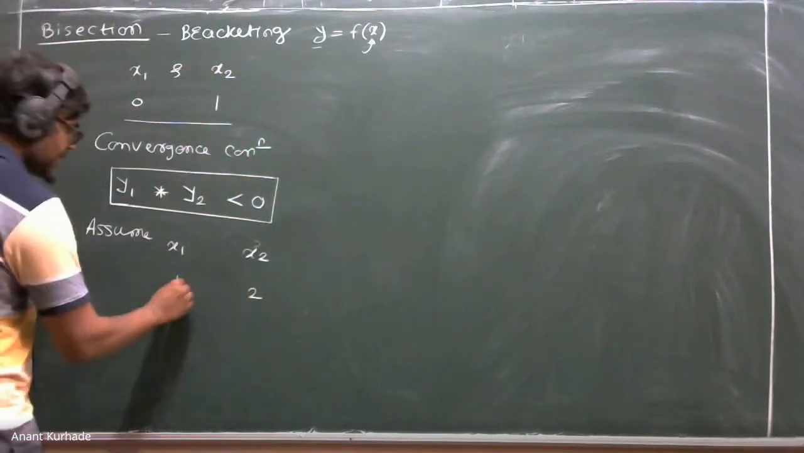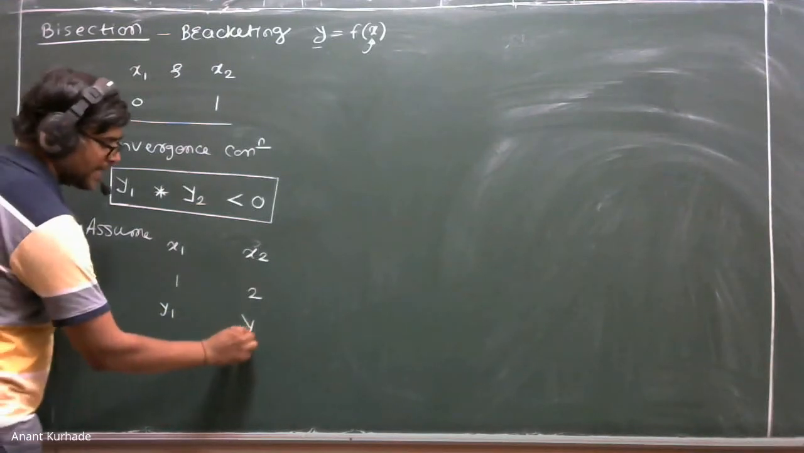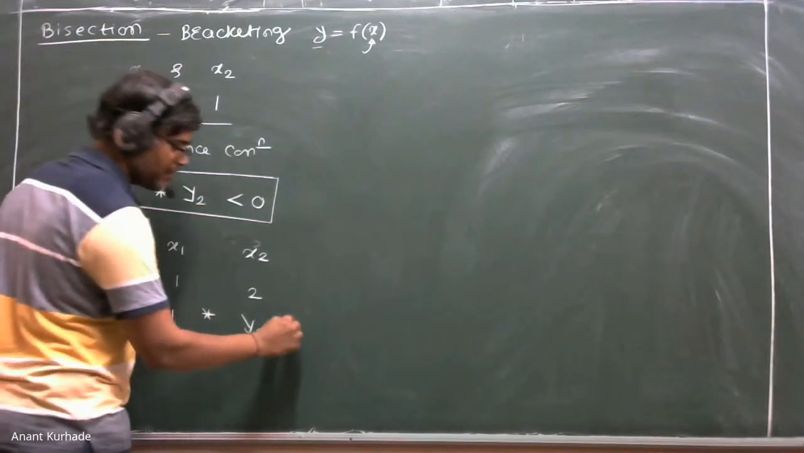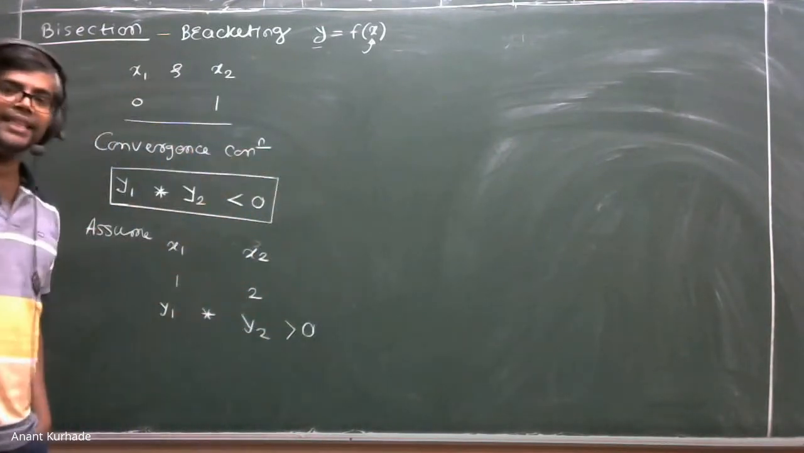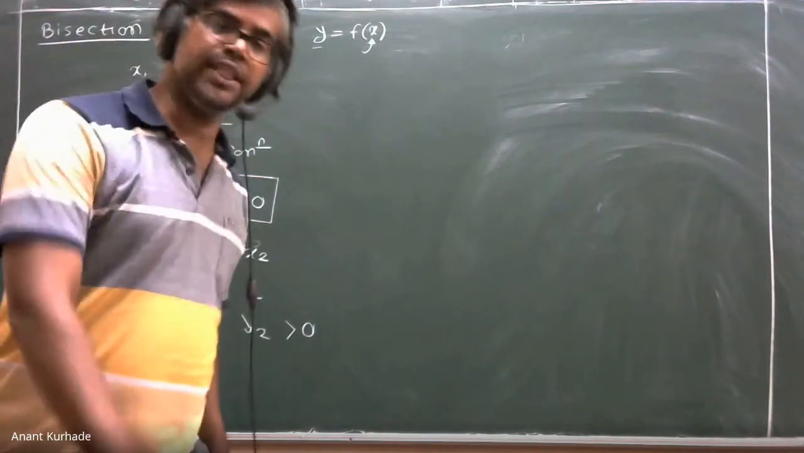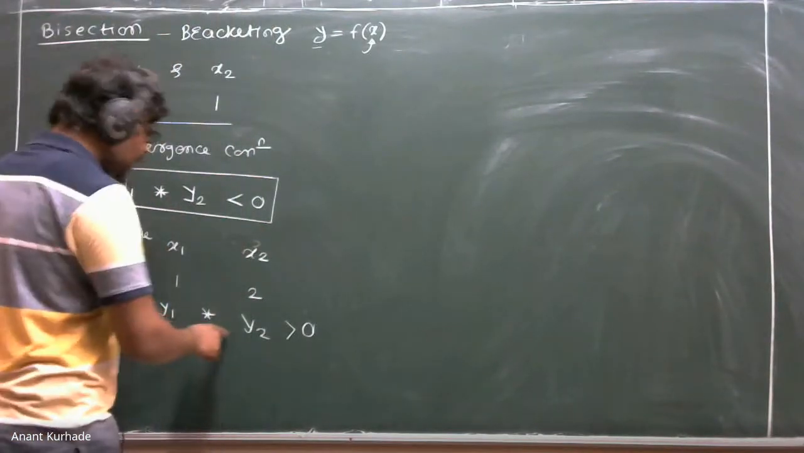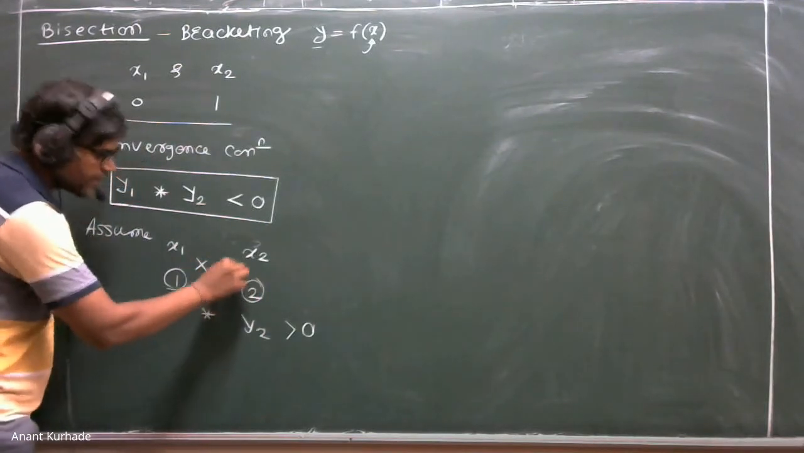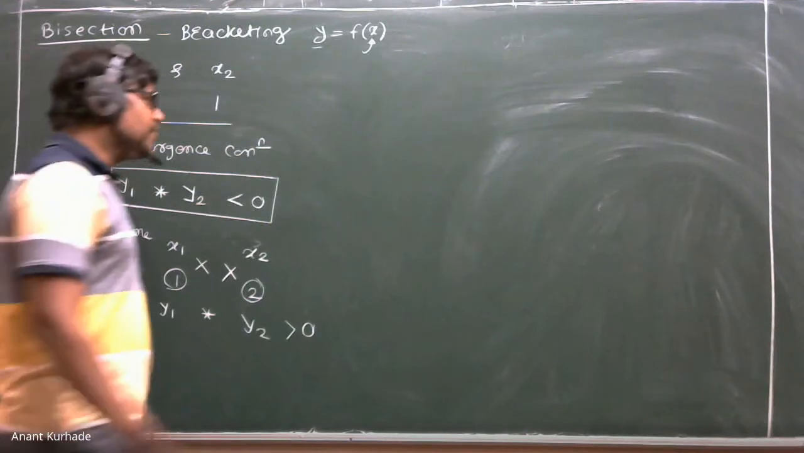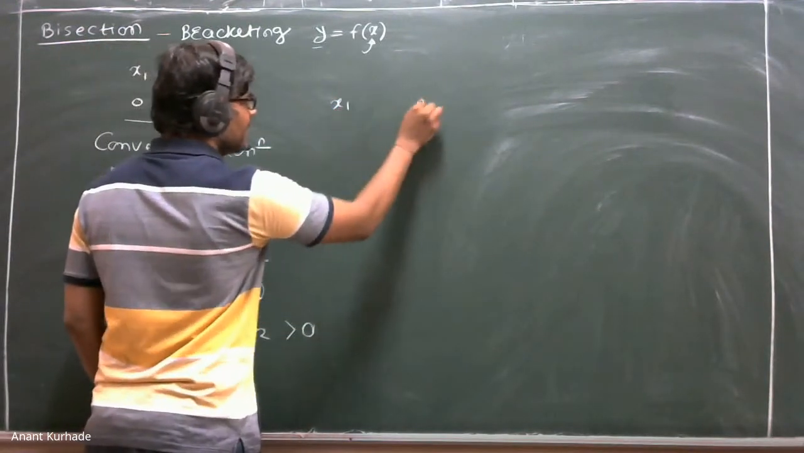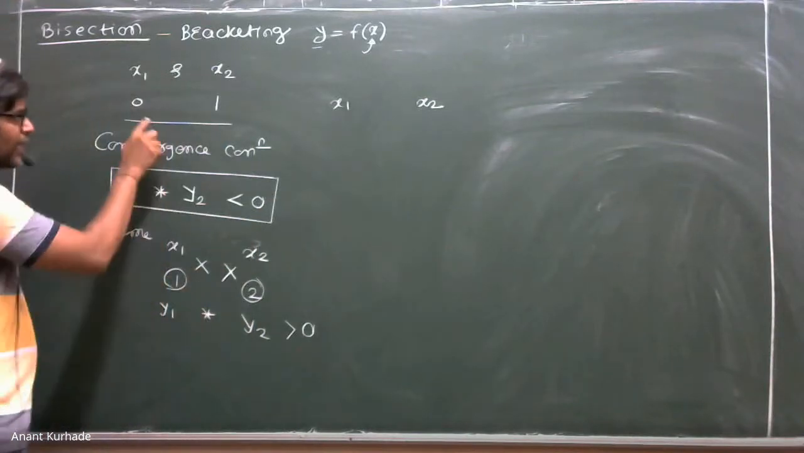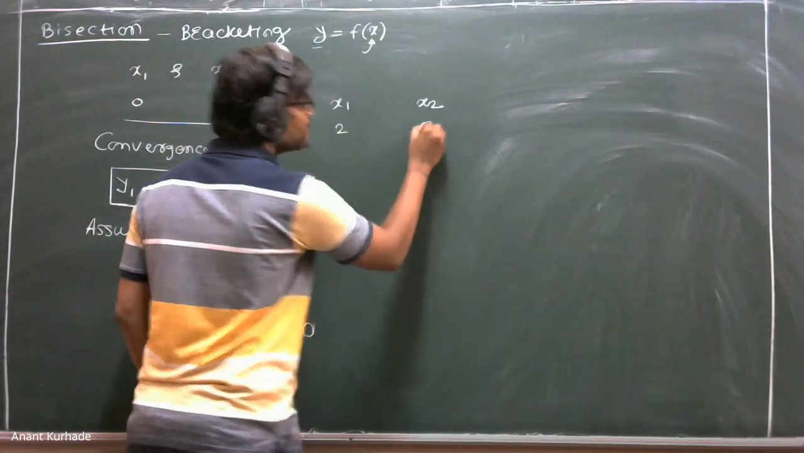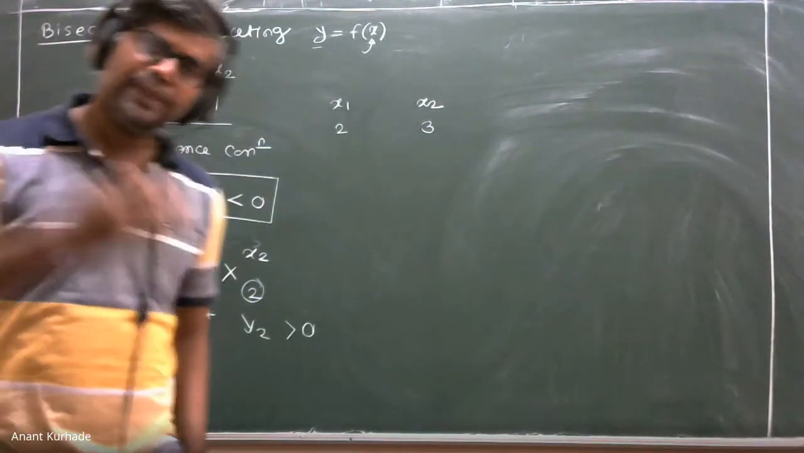Again, it is required to find y1 and y2 and check the product. If you find the product is positive, then again you can say these assumed initial guesses are wrong. Then again you have to assume new initial guesses x1, x2. We have taken 0 1, it fails. 1 2, again it fails. You can take 2 and 3. So you have to repeat this procedure.